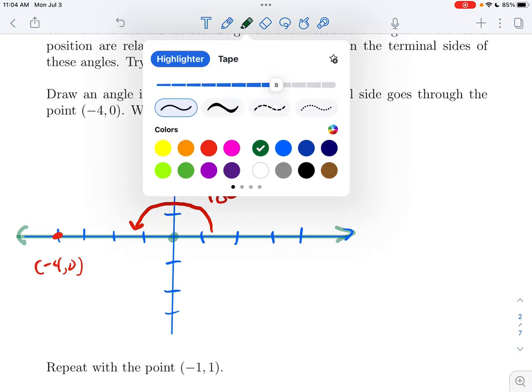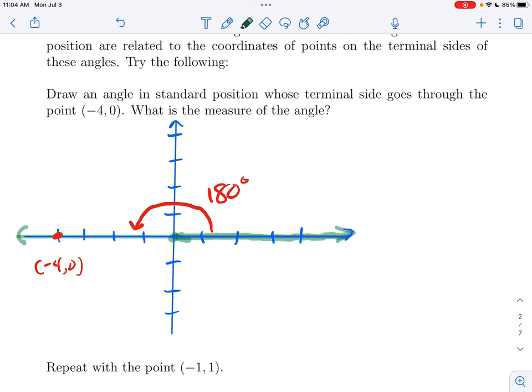The initial side points straight to the right. The terminal side points straight to the left. That's 180 degrees of rotation to get there. And you'll notice I did this in the counterclockwise direction.